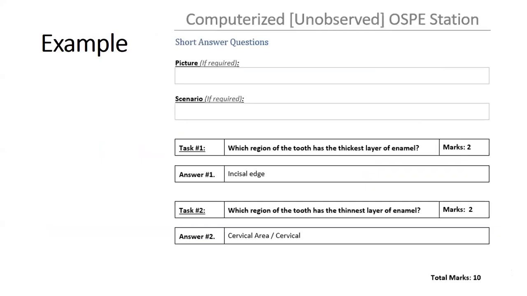This is an example for a short answer question. If you can see, which region of the tooth has the thickest layer of the enamel inside the ledge, and which region of the tooth has the thinnest layer of the enamel. So it can be cervical, it can be the cervical area. The student may write 1 to 2 words, and if it is 2 marks, one task is of 2 marks. That means you have to mention 5 tasks.